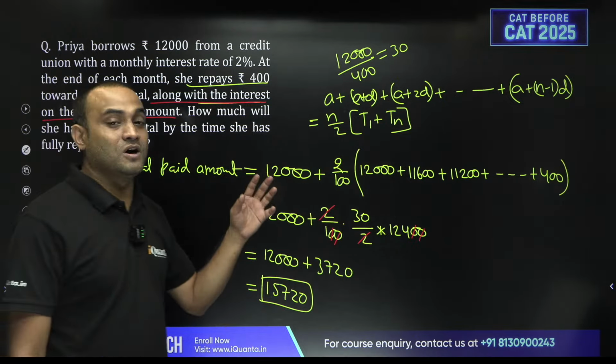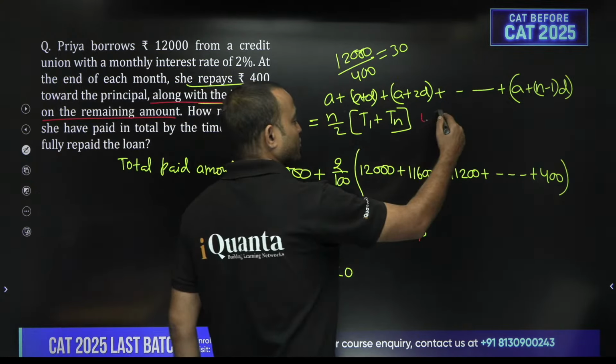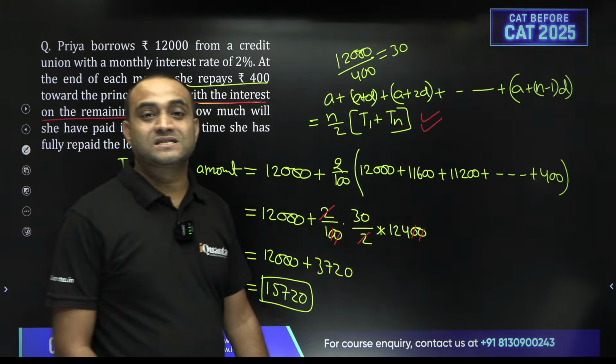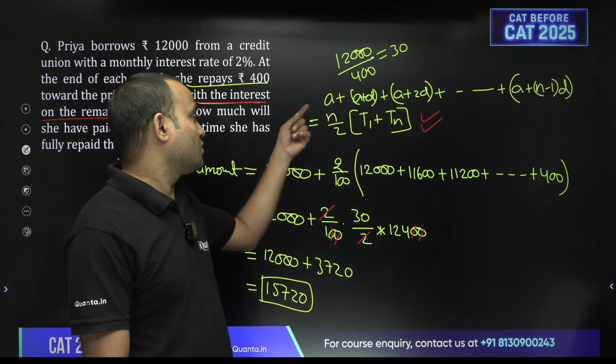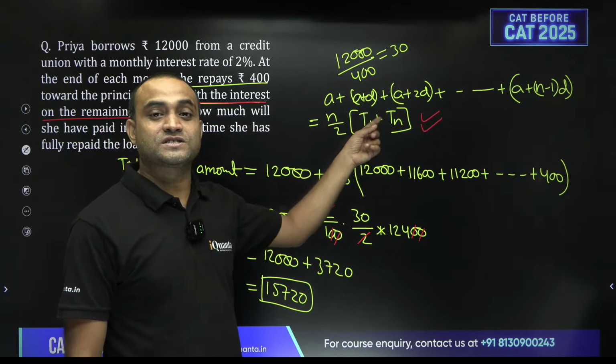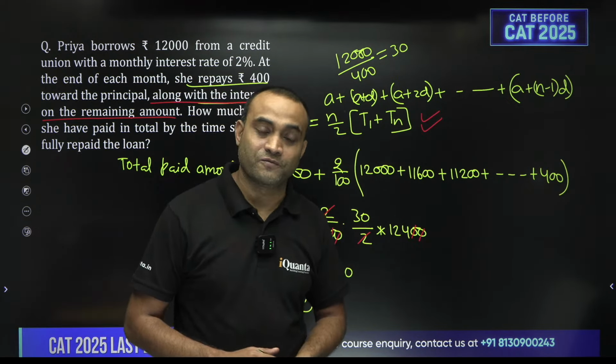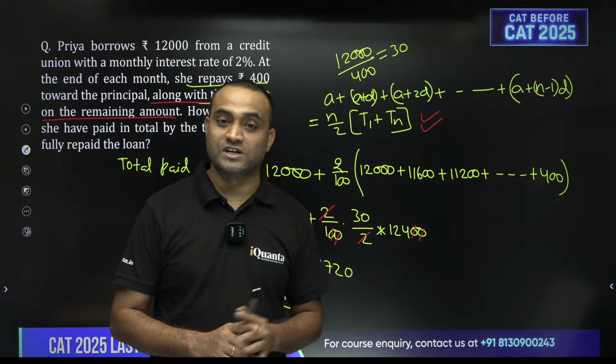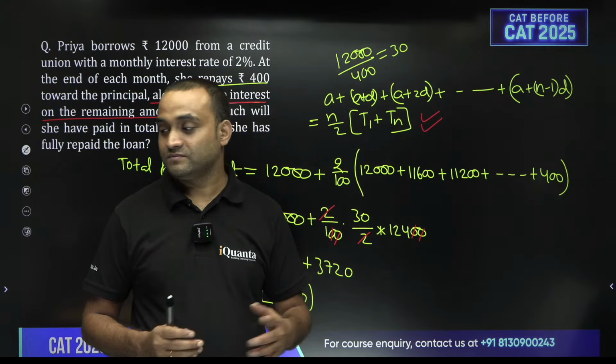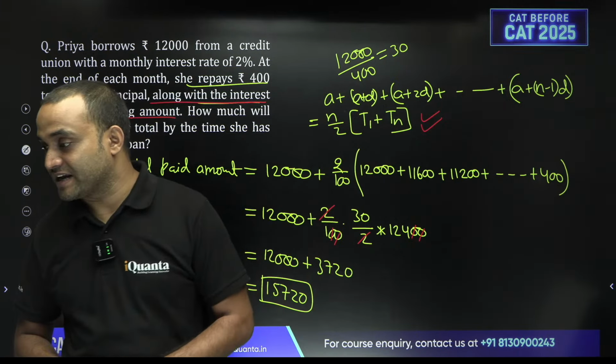Nivedita, in terms of arithmetic progression, sum of n terms is equal to n by 2 into first term plus last term. This is how you find sum of n terms in arithmetic progression. Okay? That's why we take n by 2.